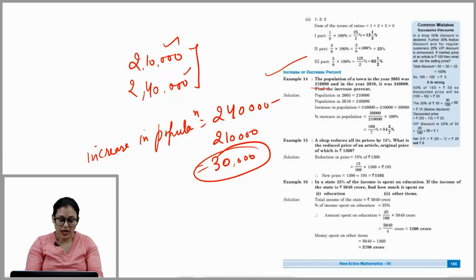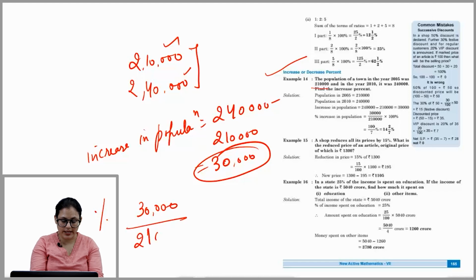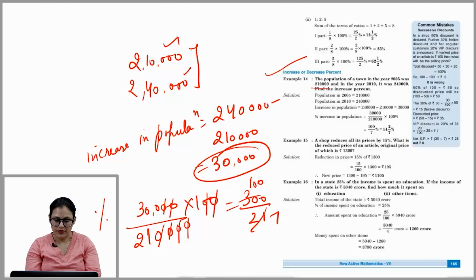Now you have to find the percent increase in population. So 30,000 upon 2,10,000 into 100. 1 2 1 2, 0 goes, 1 2 1 2. Okay, so 300 upon 21. 3 ones are 3, 3 sevens are 21. So we will write this like this. 14 2 by 7%. So there is a 14 whole 2 by 7 percent increase in the population, right?